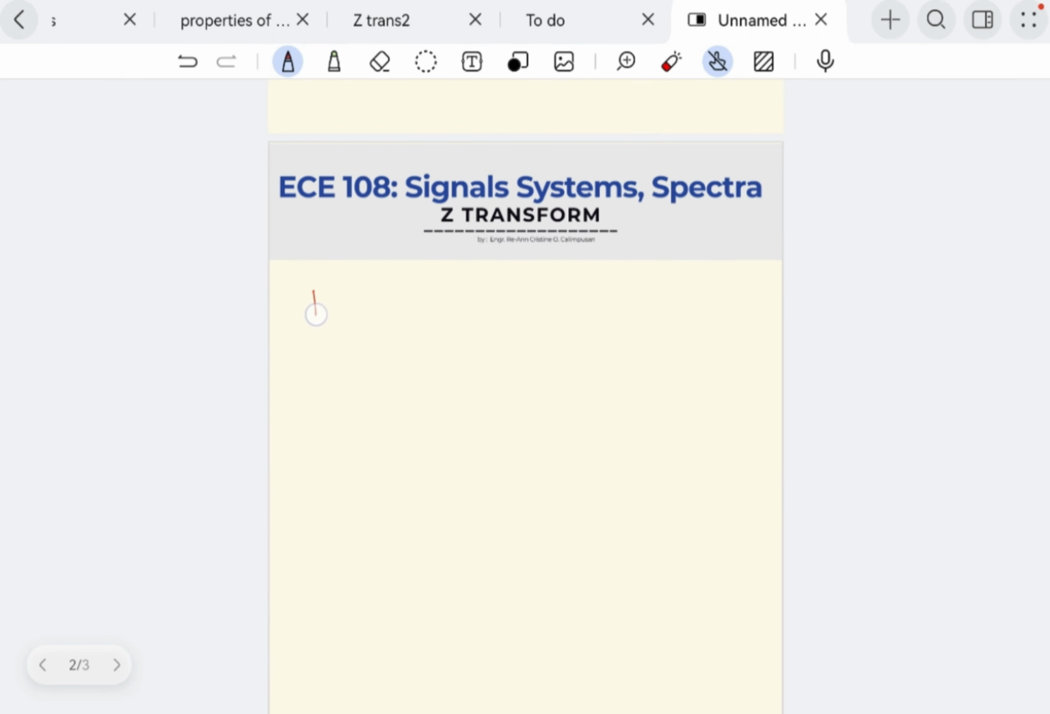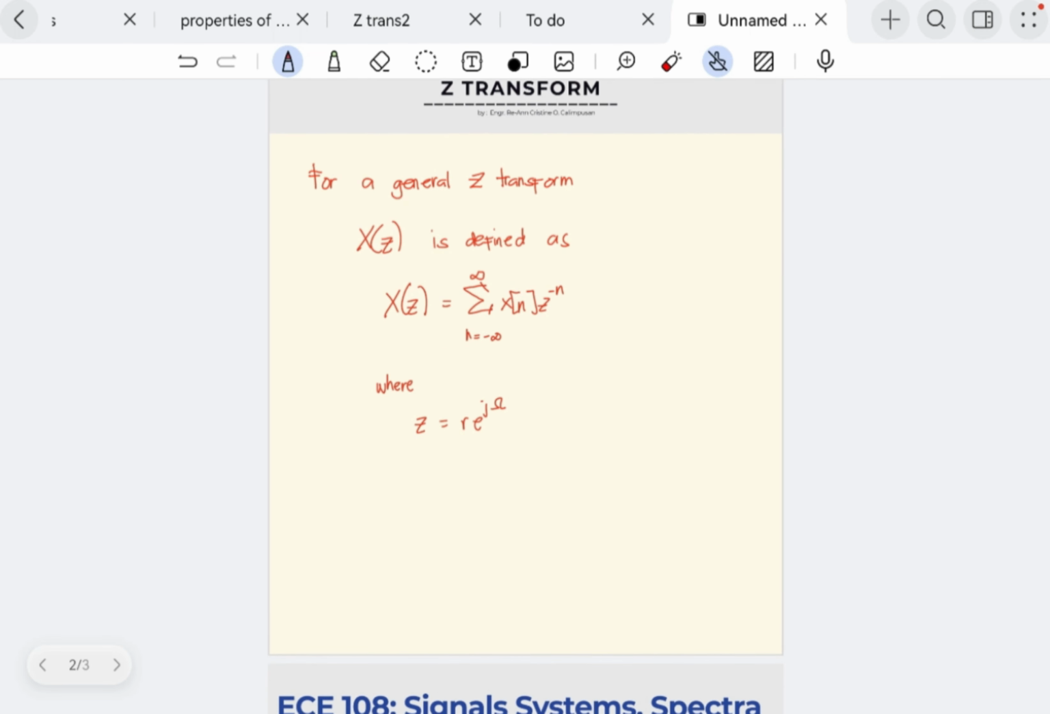So for a general discrete time signal x of n, the z transform x of z is defined as x of z equal to the summation of x of n times z to the negative n, from n equal to negative infinity to infinity, where z is generally complex valued and expressed in polar form as r e to the j omega.